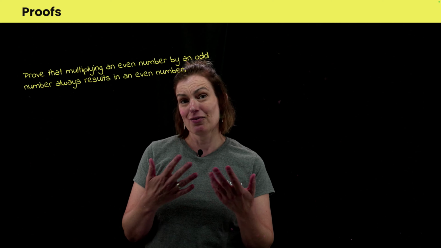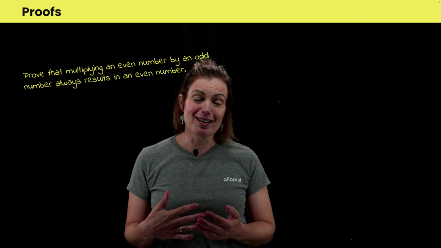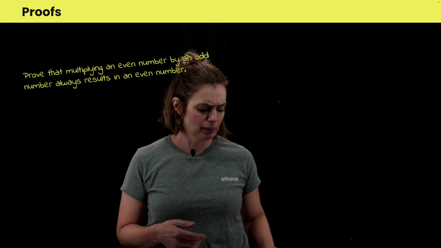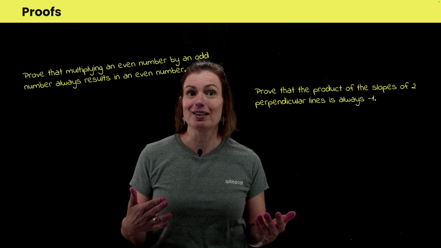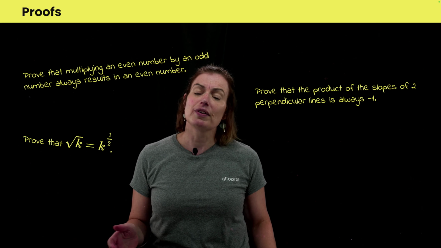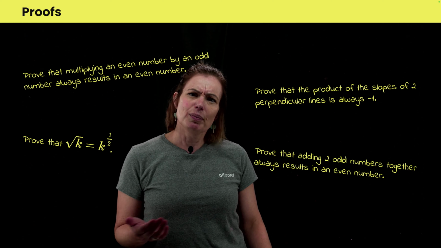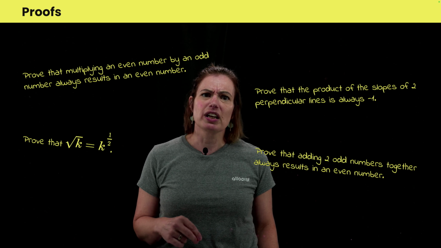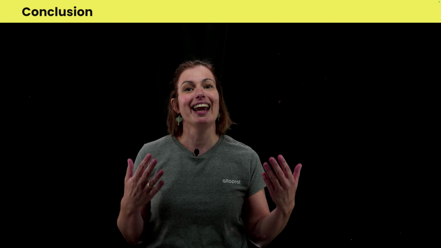Now, our crash course really focused on geometric examples, but in reality, a proof can be written about any form of mathematics that you want. For example, we could prove that multiplying an even number by an odd number always results in an even number. You might want to prove that the product of the slopes of two perpendicular lines is always -1. Or we could prove that the root of k is equal to k to the power 1/2. We might also want to prove that adding two odd numbers together always results in an even number. Really, a proof can be written about anything.